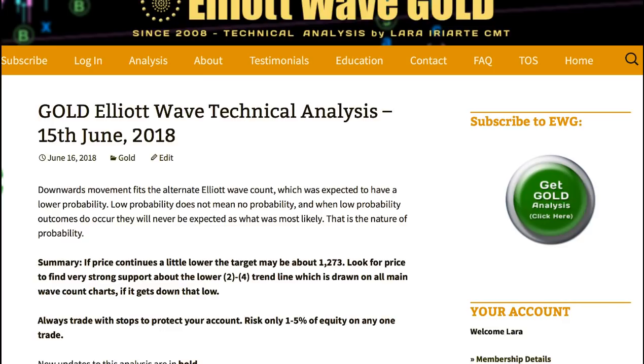There should be, however, very strong support not too far below that at the lower black 2-4 trend line, which might actually be the best way to figure out when downward movement may be over. For the short term, the picture does still look reasonably bearish. There is a downward trend in place. However, volume still strongly suggests that this downward movement may still be another false breakout and it may be completely reversed, but it doesn't look like it's quite done yet.